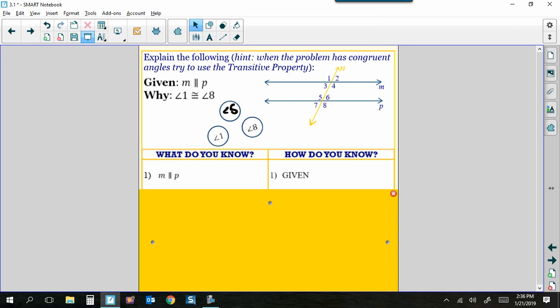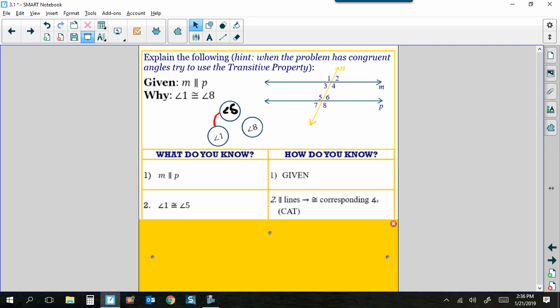So my first statement that I can make would be connecting angle 1 and 5. What do you know about angle 1 and angle 5? Well, angle 1 and angle 5 look to be identical in those cluster things you were talking about. So we know that they are congruent, and that cluster, when we used it, was that parallel lines create congruent corresponding angles. I have in capital letters CAT, the corresponding angle theorem.